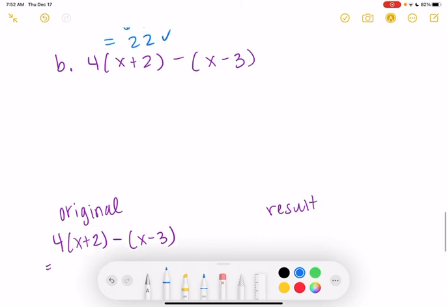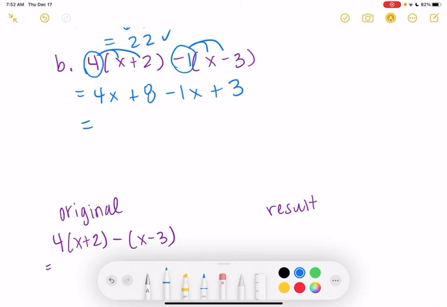All right, so I'm going to take my 4, distribute it to the x. Take my 4, distribute to the 2, so I have 4x plus 8. I'm going to slip in that 1 just in case if you like it. A negative 1 times x is a negative x or negative 1x. And a negative 1 times a negative 3 is a positive 3.